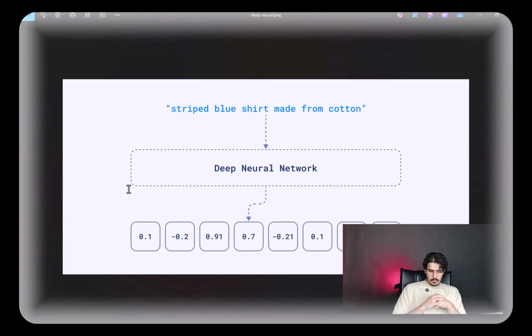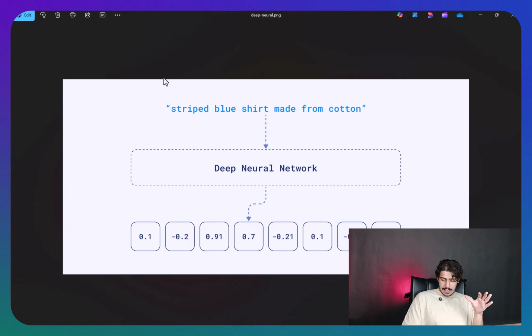Here, we talk about embeddings and vector databases. Let me show you a picture. Look at this picture. We have a text, a striped blue shirt made from cotton. What if we could convert the text into numbers, an array of numbers? If we could convert any text to numbers, we could easily compare them. Is it possible? Yes, it is. How? With embedding. Embedding is a method that converts text into an array of numbers, so the computer can understand it.